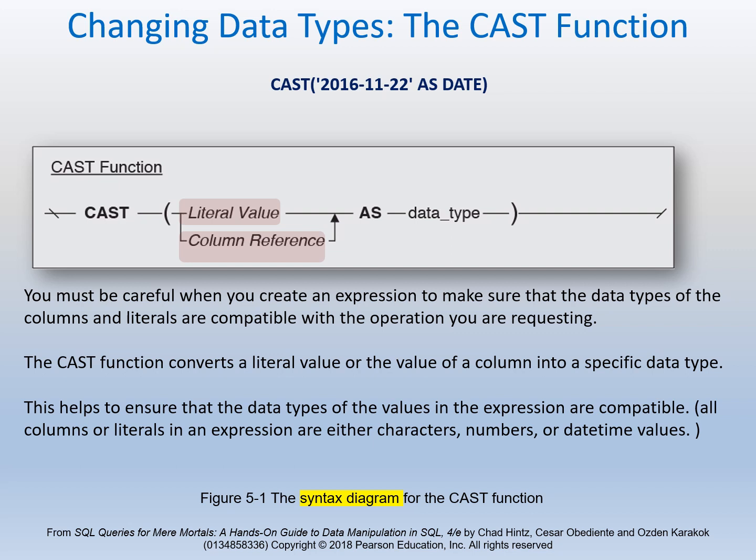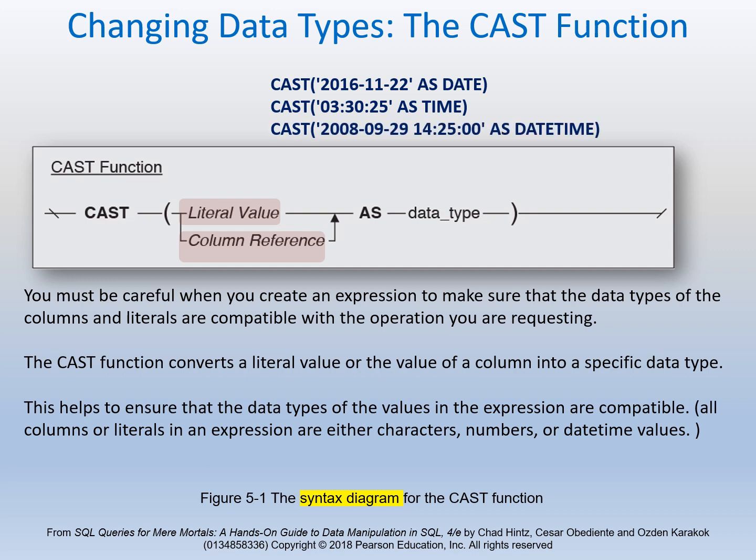This is an example of cast: single quote, 2016-11-22, single quote as date. The assumption is 2016 November 22nd is stored as a character. We want to cast it as a date. We can do the same thing for time. We can take 03:30:25 and cast it in the time format when it is saved in the character format.